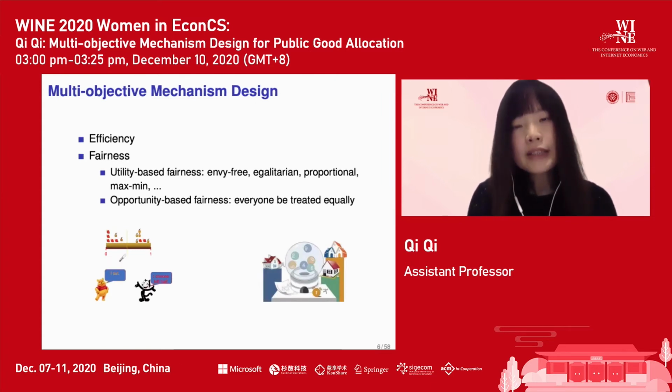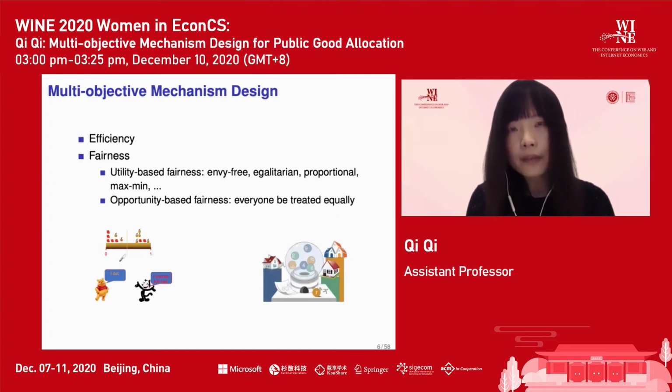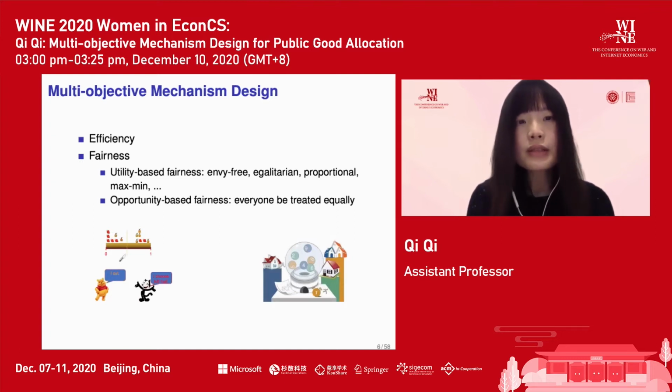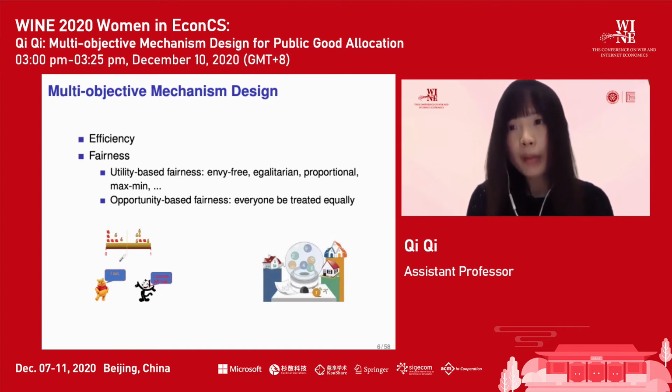For public goods, what we want to investigate is this: we think that for public allocation, considering only one objective is not enough. We need to take multiple objectives into consideration. For example, efficiency, which includes profit and social welfare, and we also need to consider fairness.